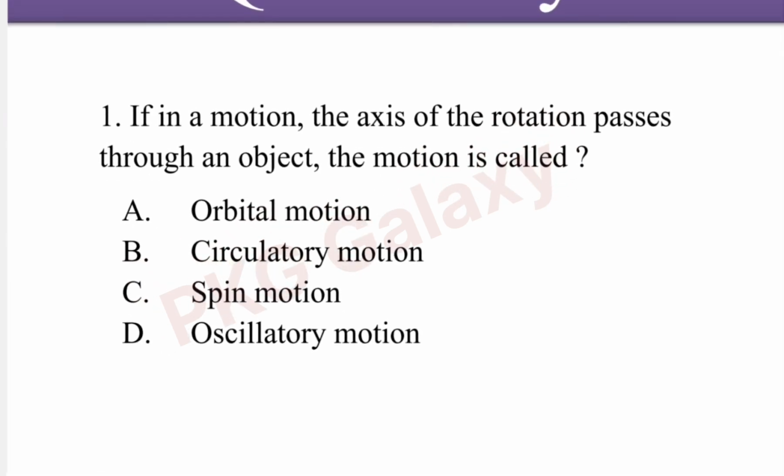If in a motion the axis of the rotation passes through an object, the motion is called option A orbital motion, option B circulatory motion, option C spin motion, and option D oscillatory motion. So the correct answer is option C, spin motion.